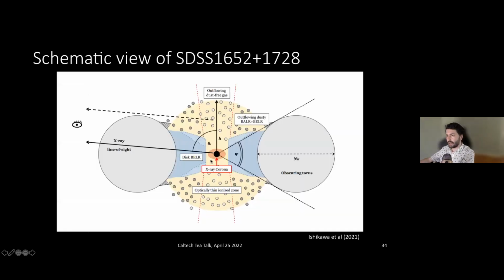So we have a sort of a schematic diagram of what's happening in this object. So we have an obscuring either torus or a combination of torus plus extended emission from the host galaxy. We have the outflow that's close to the polar angle here. And then we have some scattering that's happening off dust grains near the vicinity of the supermassive black hole, which is in the center here.